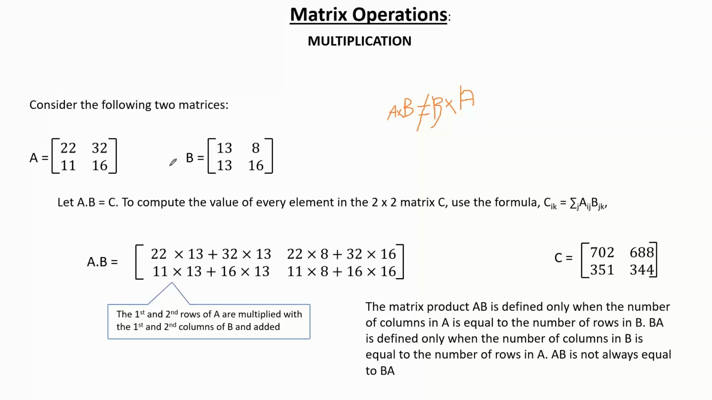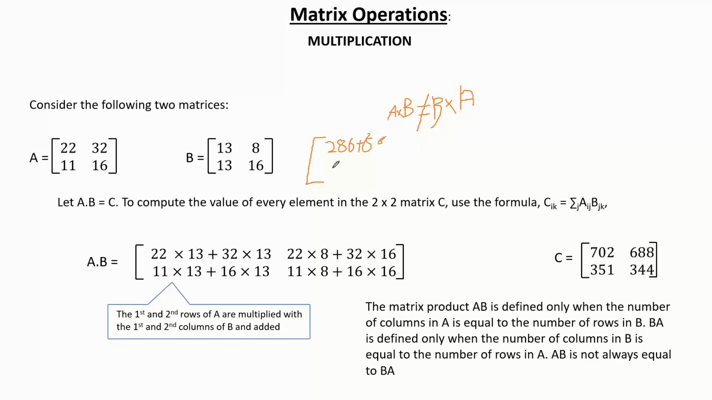So if you want to calculate B into A, let us calculate B into A. So 13 into 22 plus 13 into 11. So what is 13 into 22? 13 into 22 is 286. Actually it should be like this, 13 into 22 plus 8 into 11. So 8 into 11 is 88. So it is 286 plus 88.